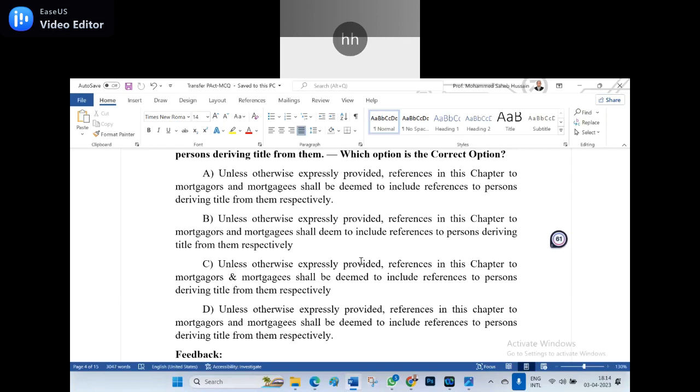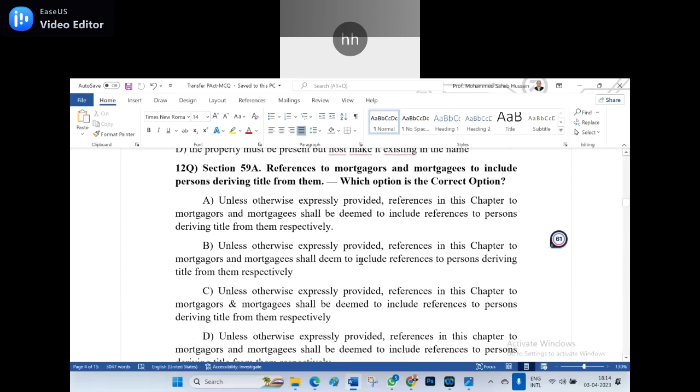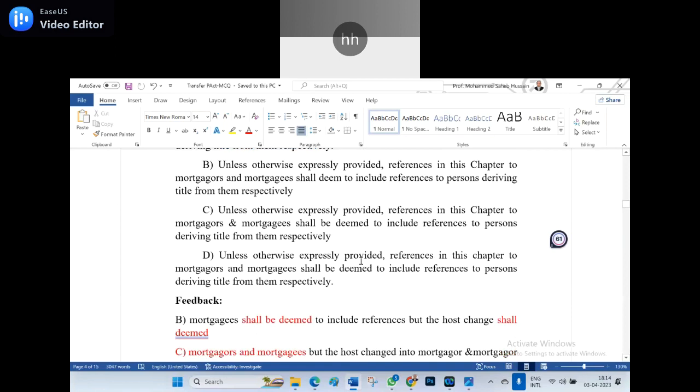Sir, A, C, D, three are similar, no, sir? Which one? A, C, D, three are similar. No, I made changes. I made changes here, the "and" symbol is there. If you happen to see B, the "and" symbol.